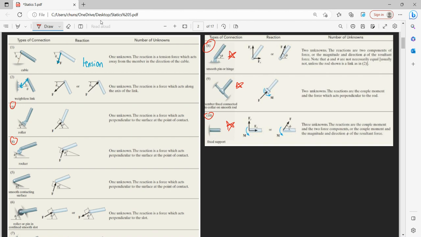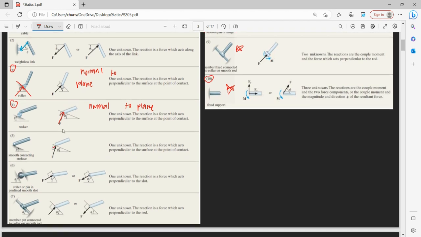Okay, so if you have a roller, your force is going to act as a normal force, so normal to the plane it's acting on. Right, and in this case, because we're on a slope, we want to make sure that our force is acting perpendicularly. All right? Okay, same thing goes for a rocker, also a normal force to the plane. And for our smooth contacting surface, same story.